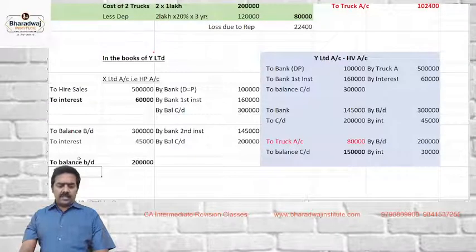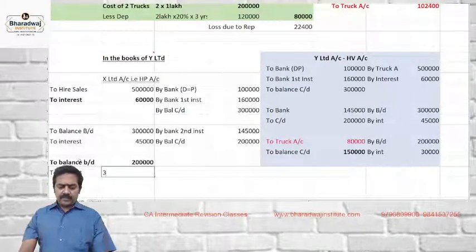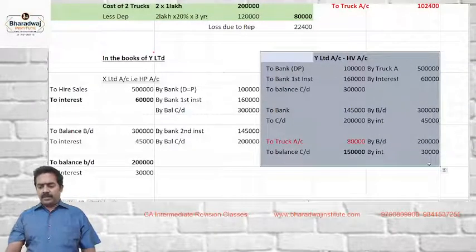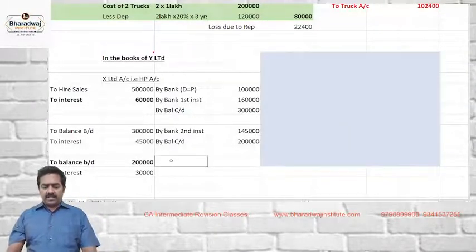You can claim the interest on accrual basis also. How much? 30,000. But that other party is not paying money. The other party is not paying money. It will be transferred to repossessed goods account.